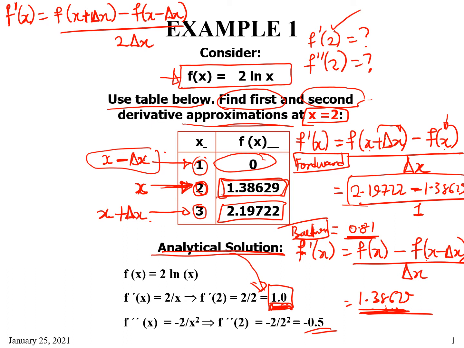We derive this in two ways, right? Graphically and from Taylor series. So let me leave some space for writing the derivatives. So what's f at x plus delta x? This is 2.19722. What's f at x minus delta x? 0. Right? What's 2 times delta x? Delta x is 1. 2 times 1 is 2.